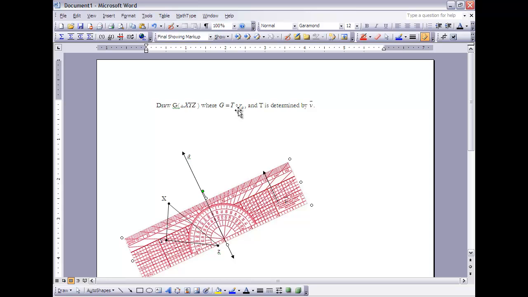Okay, let's take a look at example 2. It says draw G, which is a glide reflection, of triangle XYZ, where G is a translation followed by a reflection over line A, and the translation is determined by vector V. Okay, so you have the same drawing in your notes. I've just had to place it in a separate place so I have some room to do some work here.